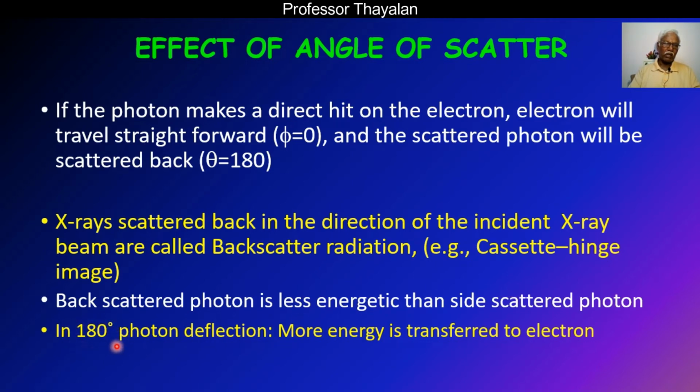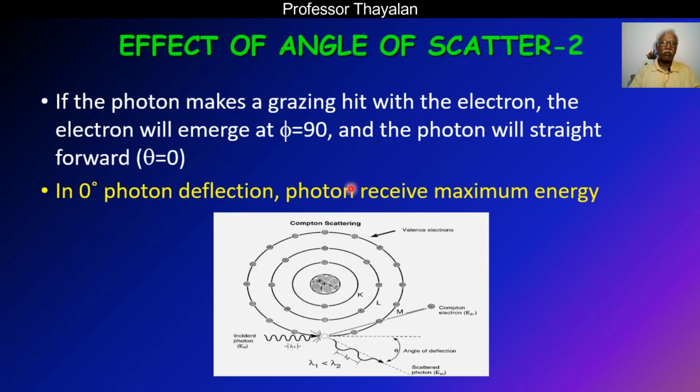In summary, in 180 degree photon deflection, more energy is transferred to the electron and less energy is transferred to the photon. If the photon makes a grazing hit with an electron, the electron will go at 90 degrees, that is perpendicular. In this direction, it will go in the perpendicular direction, and the photon will travel straight forward with the zero angle. It goes like this. Photon will go in this direction and the electron will go in this direction.